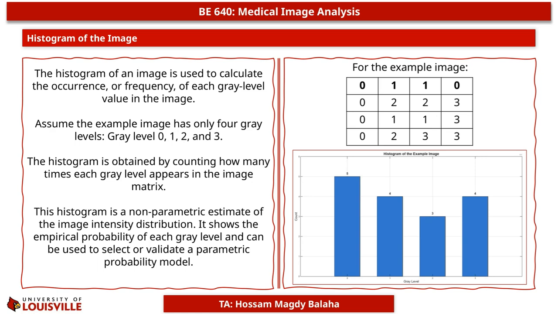More formally, this is a non-parametric estimate of the image's intensity distribution because it is derived directly from observed pixel values rather than from an assumed model. We can also use it to estimate empirical probabilities or to select and validate a parametric probability model.